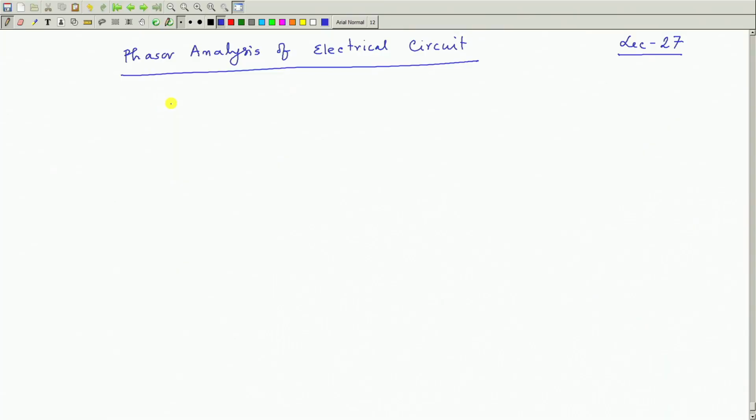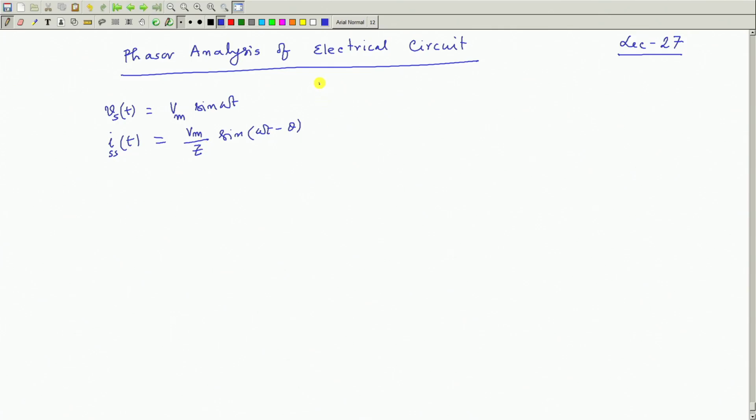If that be the case, then we have found for an RL circuit that the supply voltage is equal to some V max sin omega t, and the current of the RL circuit, as we have seen, is equal to V m by Z sin (omega t minus theta), and this is the steady state current. We are interested in the steady state current only.